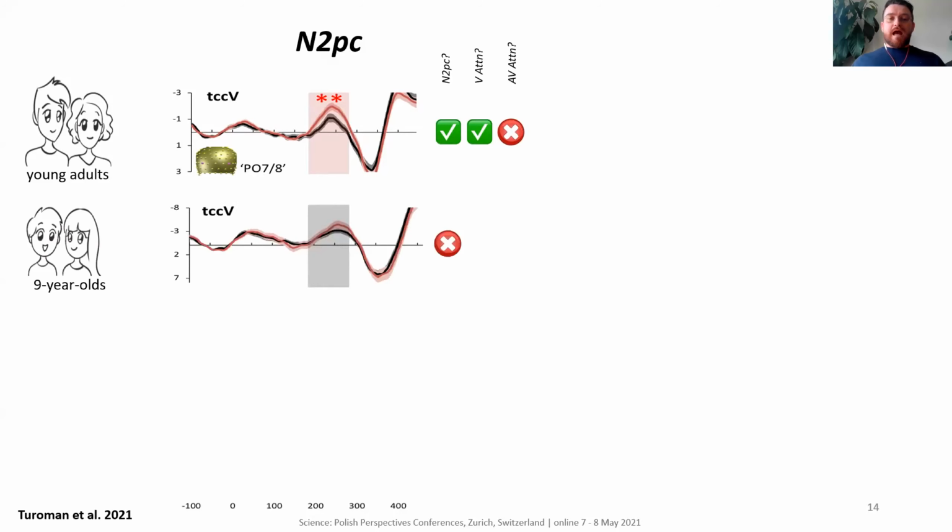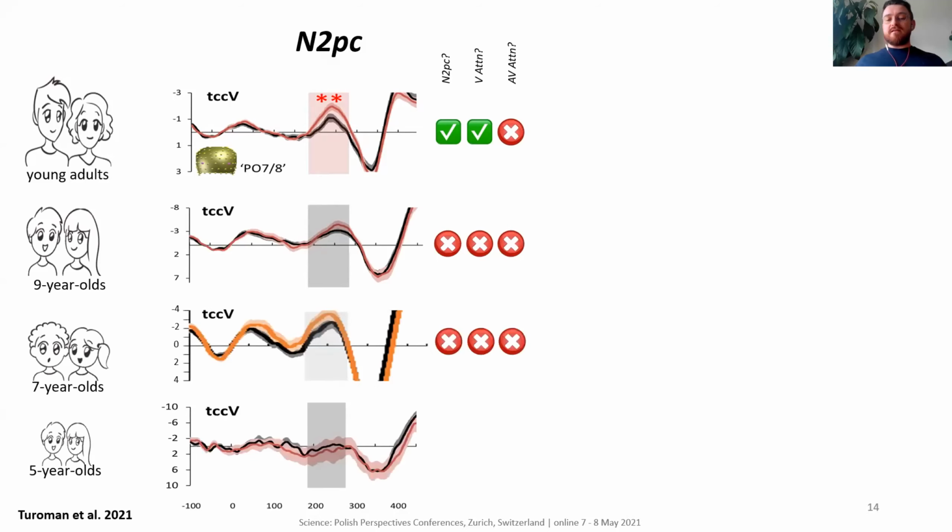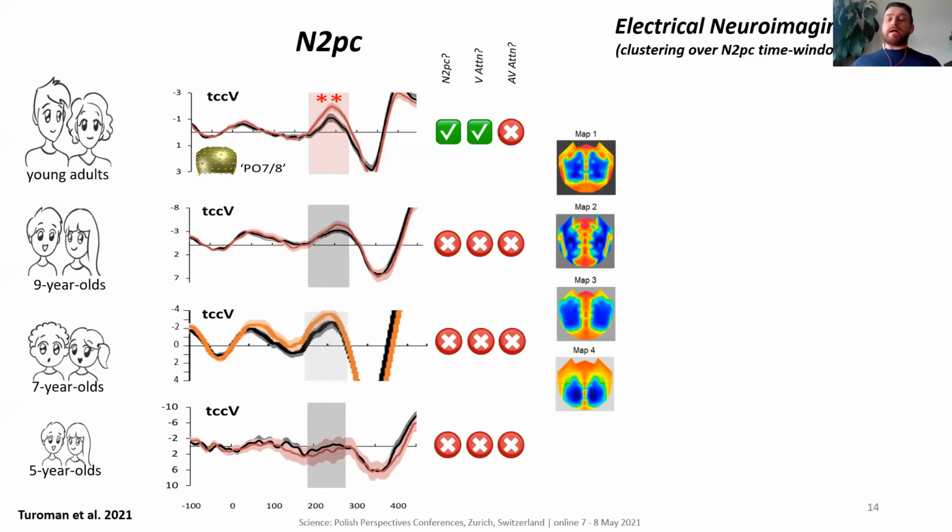In kids, actually, in 9-year-olds, there was no N2PC, no visual modulations or audiovisual modulations, and the same story for 7-year-olds and 5-year-olds. So it seems that our biomarker is not really a biomarker when we're taking it outside of typical adult participants processing visual information.